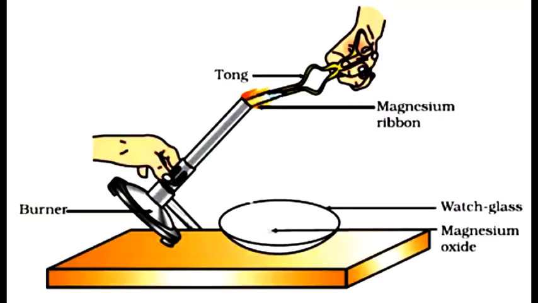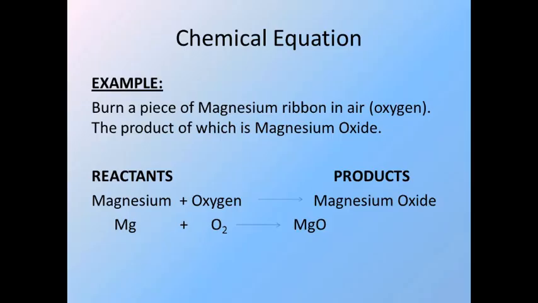This is the burning of magnesium ribbon in air. Magnesium metal is generally available in the form of a ribbon or wire. If we burn it in the air in the presence of oxygen, a kind of ash forms which we call magnesium oxide, Mg plus O equals MgO.